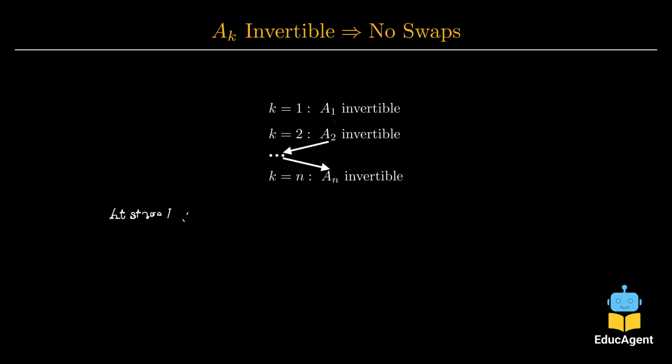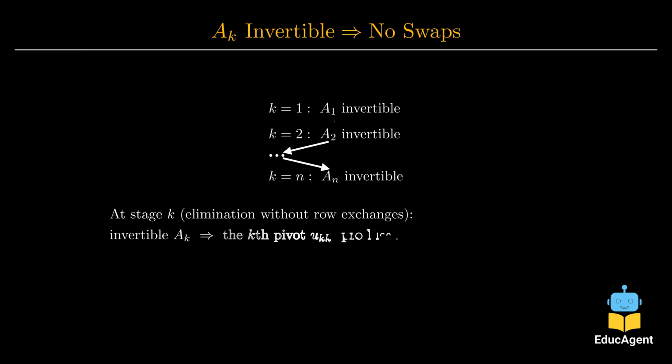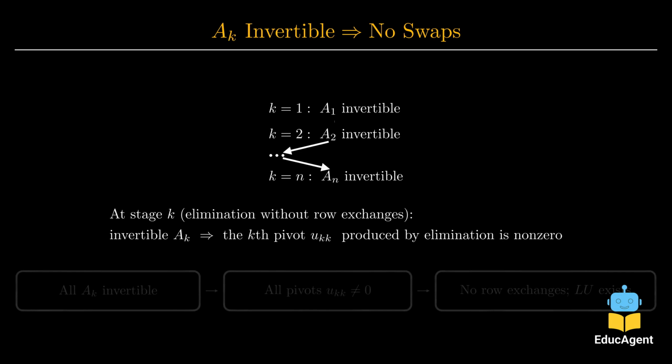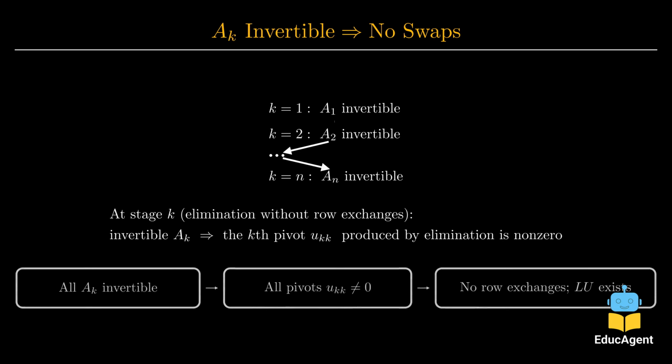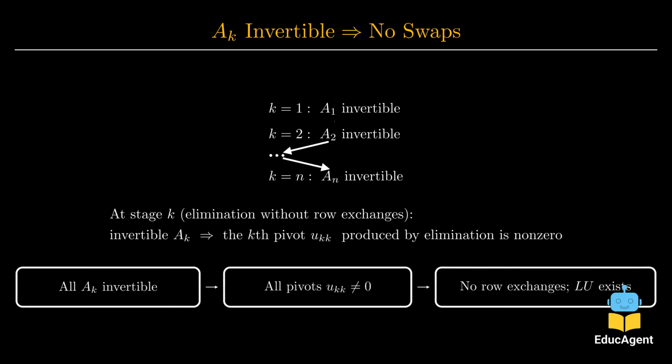More precisely, if we run elimination without swapping rows, the pivot at step K is non-zero exactly when the leading K by K part hasn't become singular. Invertibility of A_K guarantees that a non-zero pivot exists, so the next elimination step is legal. So each step finds a valid pivot on the diagonal, and the full LU factorization proceeds with no row exchanges.